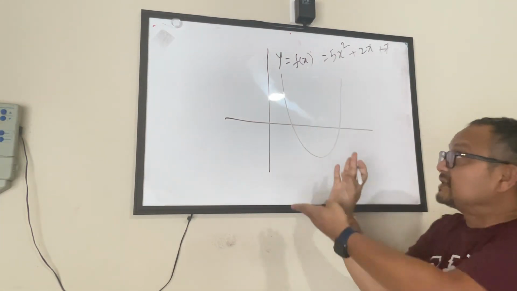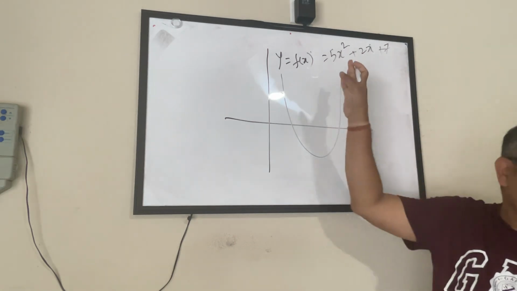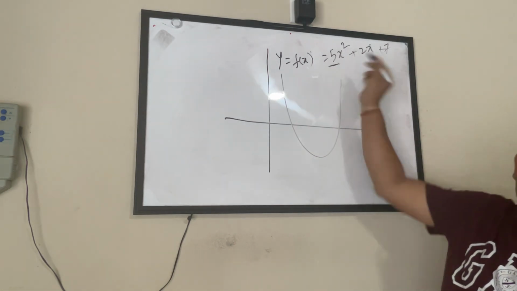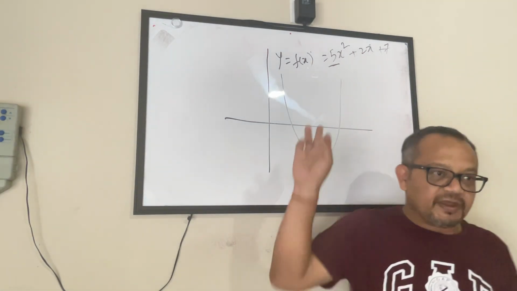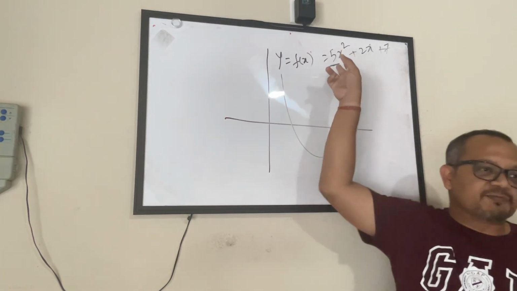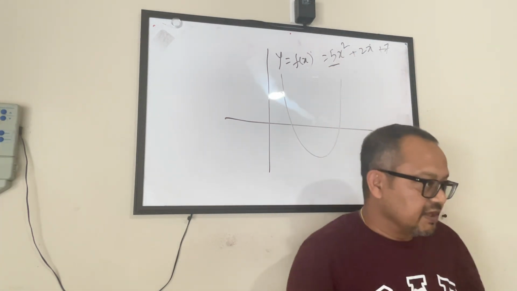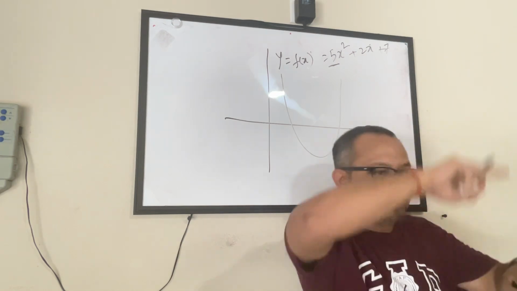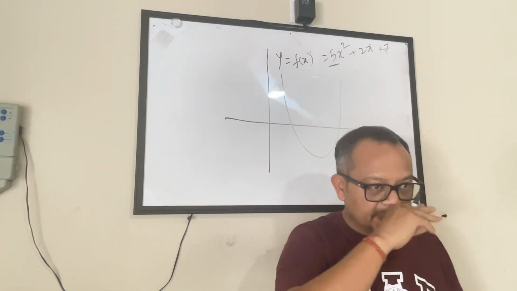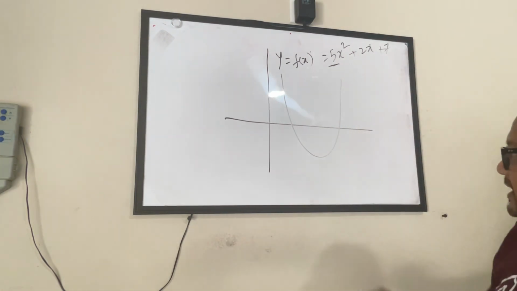Why is it facing upward? Because this is positive. If the coefficient of x squared is positive, it will be facing upward. That part we have seen, right? If it is negative, it will be facing downward.